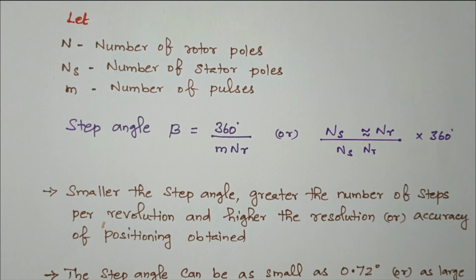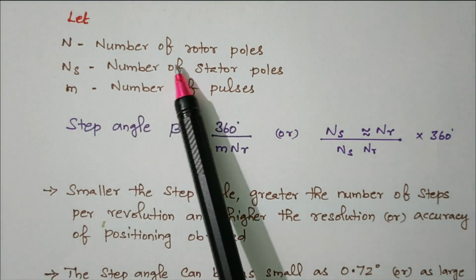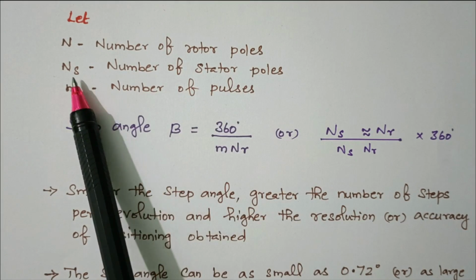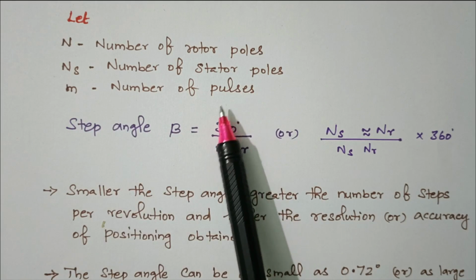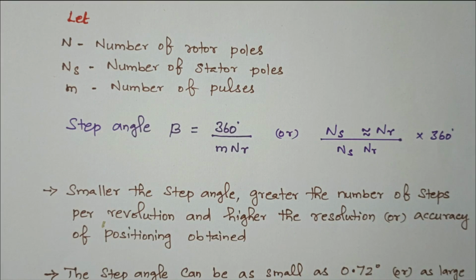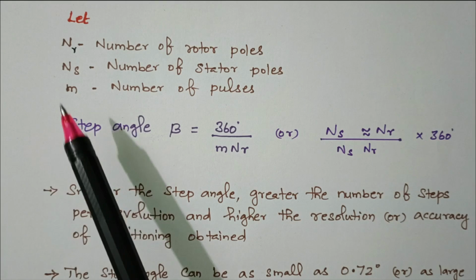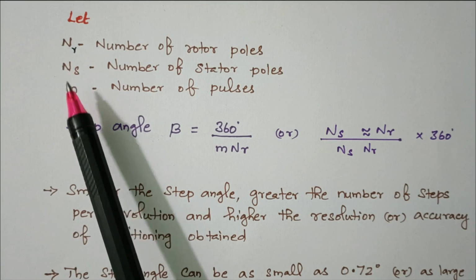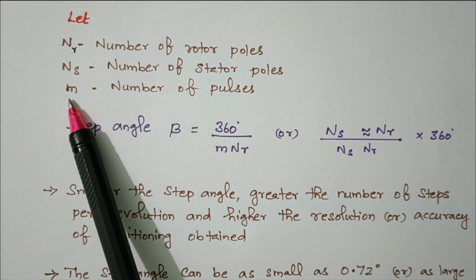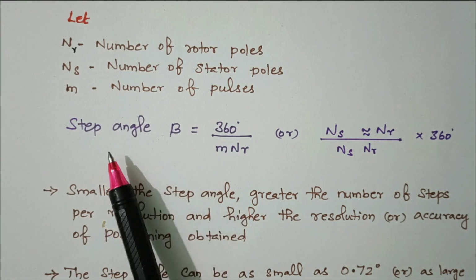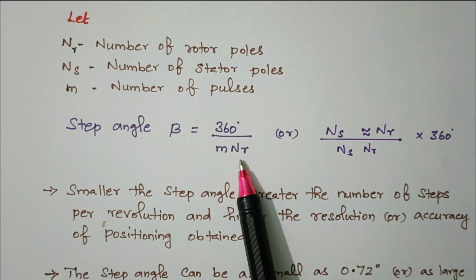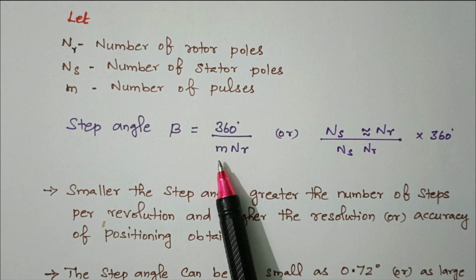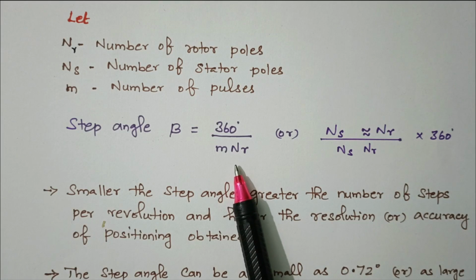Let us consider NR is the number of rotor poles, Ns is the number of stator poles, and M is the number of pulses. So NR means number of rotor poles, Ns number of stator poles, M number of pulses. The step angle beta equals 360 degrees divided by M into NR. M is nothing but the number of pulses. NR is the number of poles in the rotor.